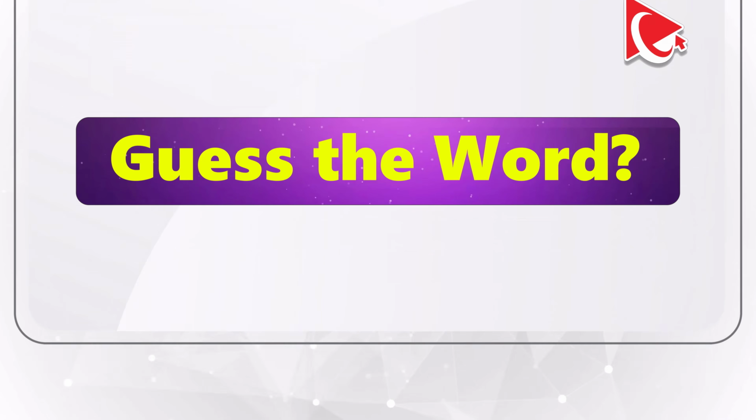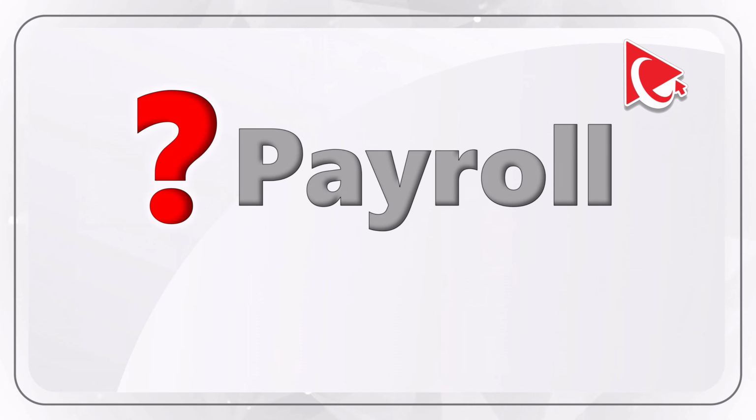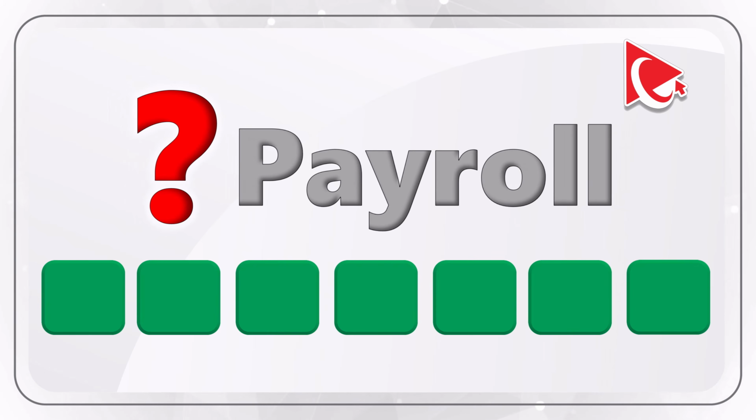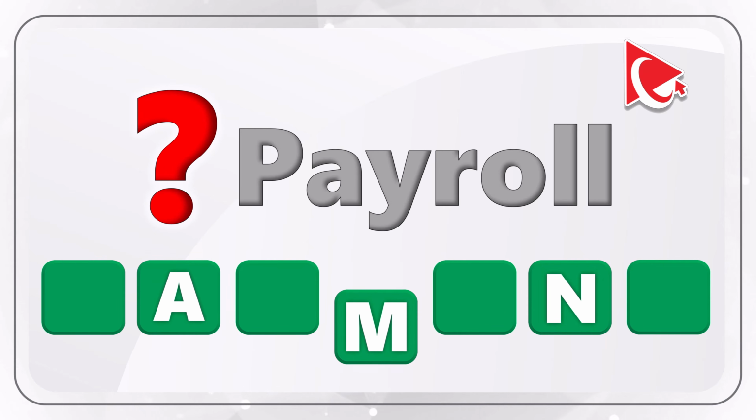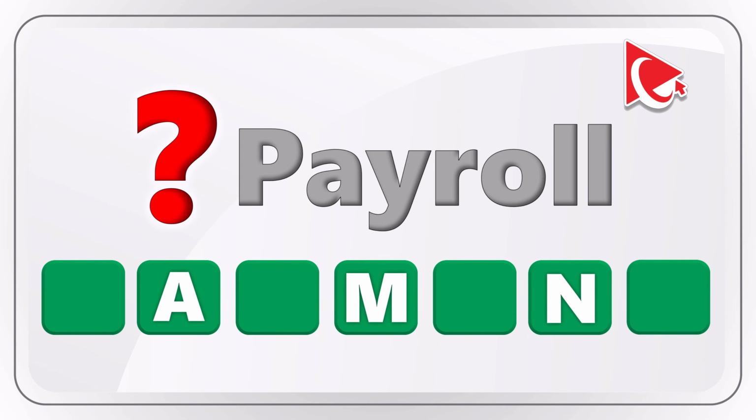You need to find the word closely associated with the word payroll. The missing word has 7 letters. Not all the letters are missing though. The second, fourth, and sixth letters are present, and they are A, M, and N. Take a close look to see if you can come up with the answer.